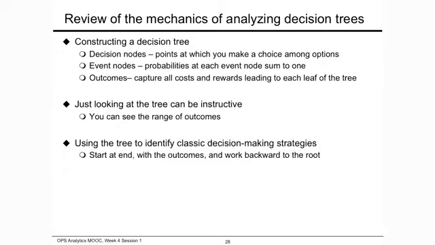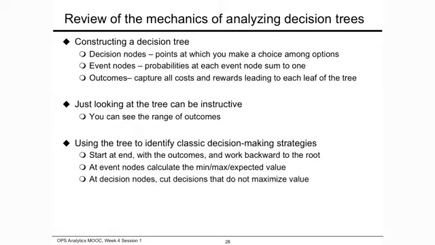At event nodes, we then calculated either the minimum, the maximum value, or the expected value, and that differed with the maxi-min, maxi-max, or expected value maximizing strategy. And finally, at decision nodes, we cut away the decisions that did not maximize the value. This procedure identifies a range of risk-sensitive strategies, from highly risk-avoiding maxi-min strategies to risk-seeking maxi-max strategies to expected value maximizing strategies that are somewhere in between.